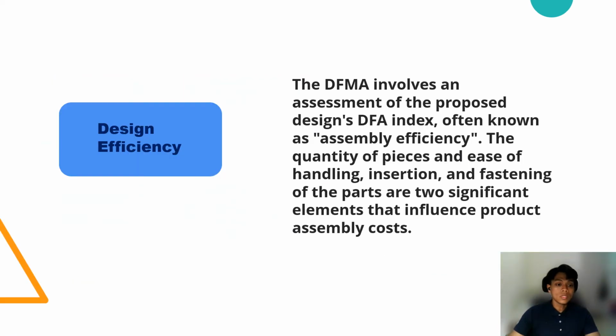For design efficiency, DFMA involves an assessment of the proposed design's DFA index, often known as assembly efficiency. The quantity of pieces and the ease of handling, insertion, and fastening of the parts are two significant elements that influence product assembly cost. So for this study chair, when we know the percentage of efficiency, increasing the product efficiency will reduce the assembly cost.